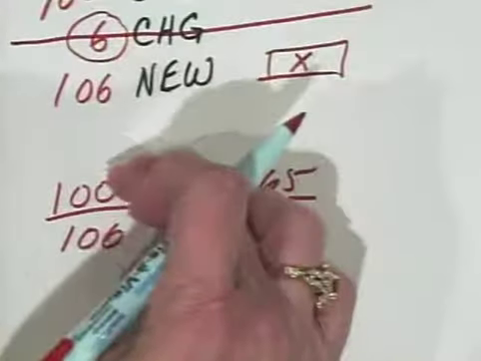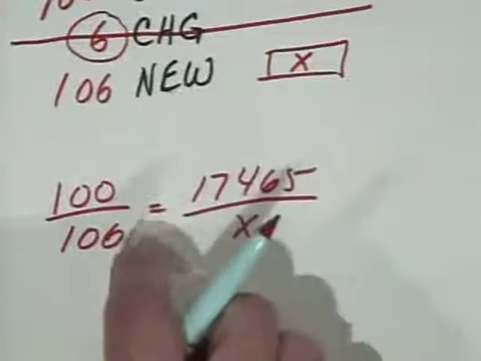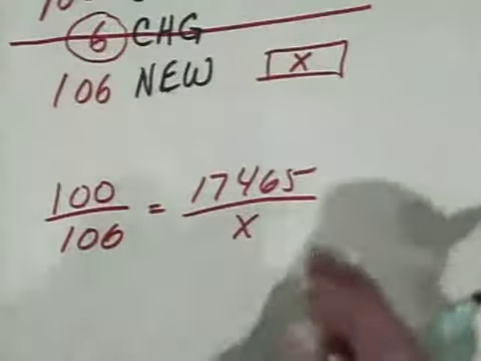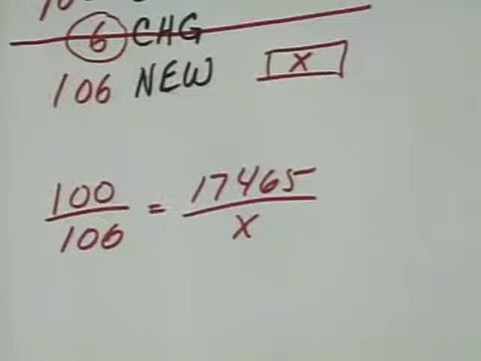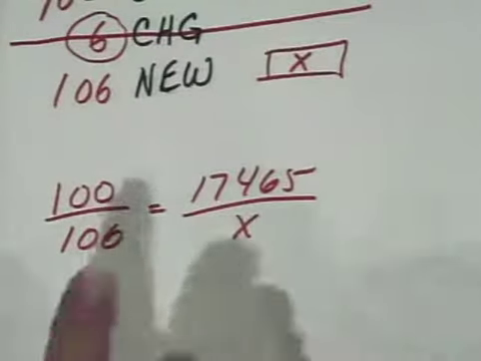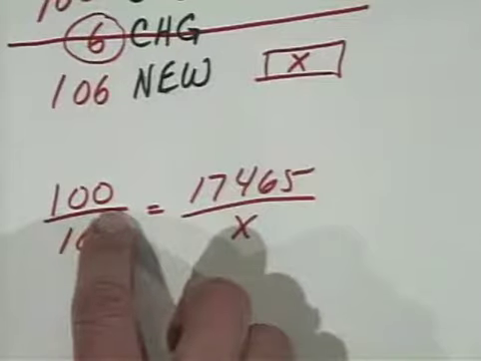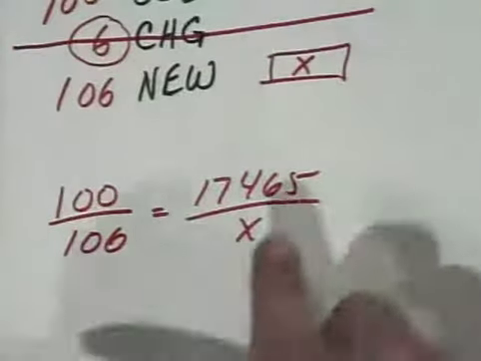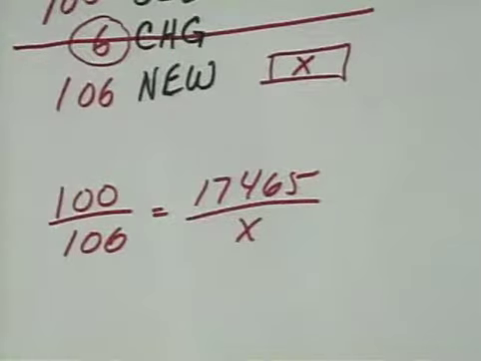I had 100% of the price. It increased and became 106%. That 100 is to 106, like 17,465 is to what number? For every $100 of original cost, the new price of that car is $106. The original price was $17,465. The new price is what?